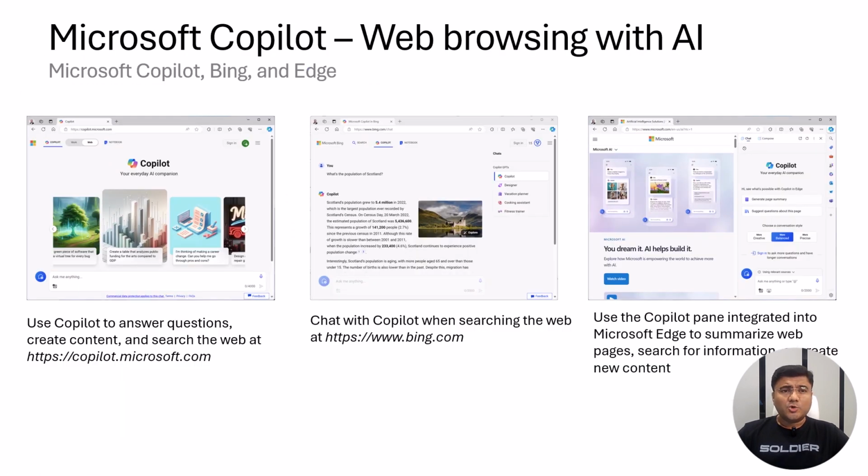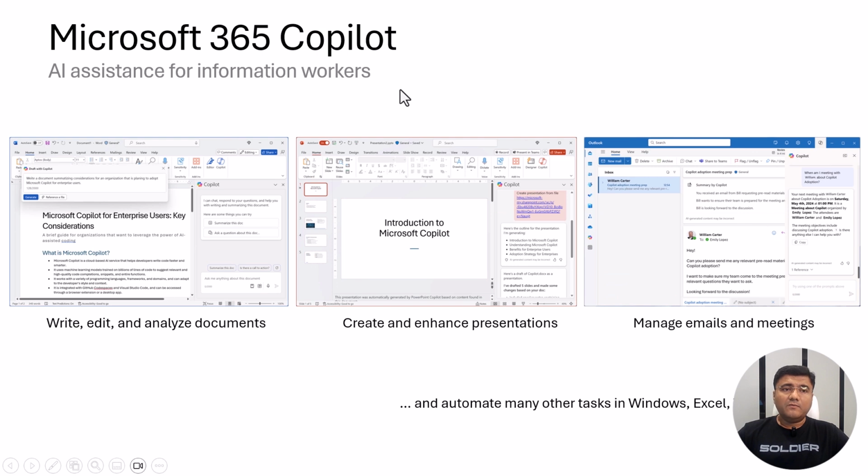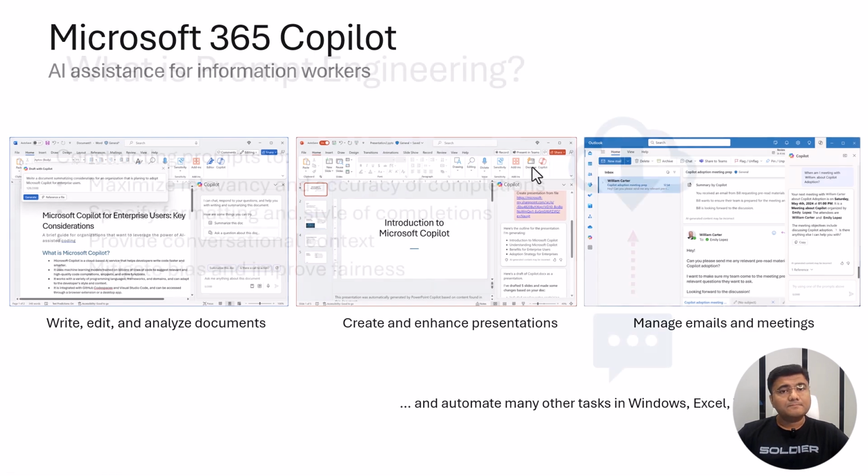This slide is showing you that we have different Copilots available for you. I have already shown you various options with this, but this is your copilot.microsoft.com. This is your Bing chat-based Copilot, and this is your Microsoft Edge-based Copilot. Same way, if you go to Microsoft 365 applications, in your Word, Excel, PowerPoint, Outlook, and Microsoft Teams, you are going to get Copilot associated with that.